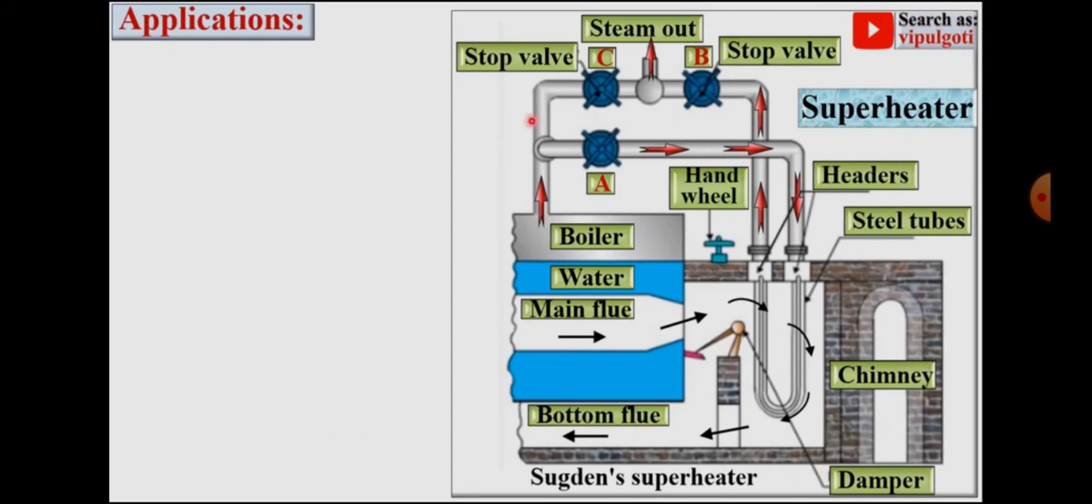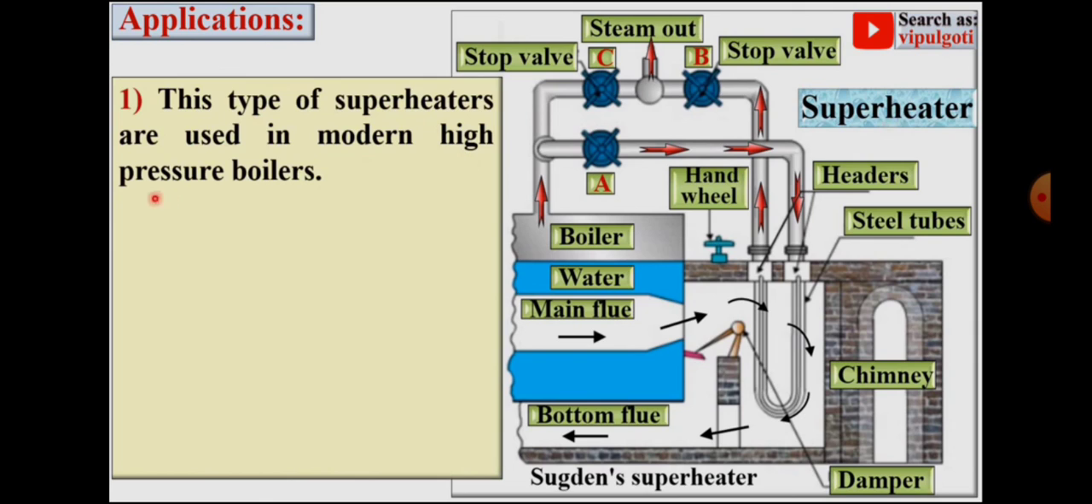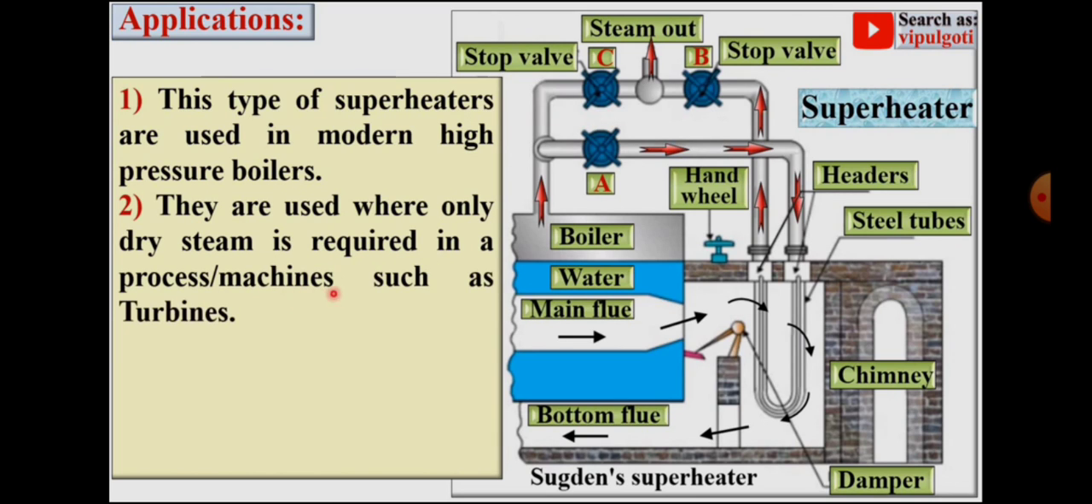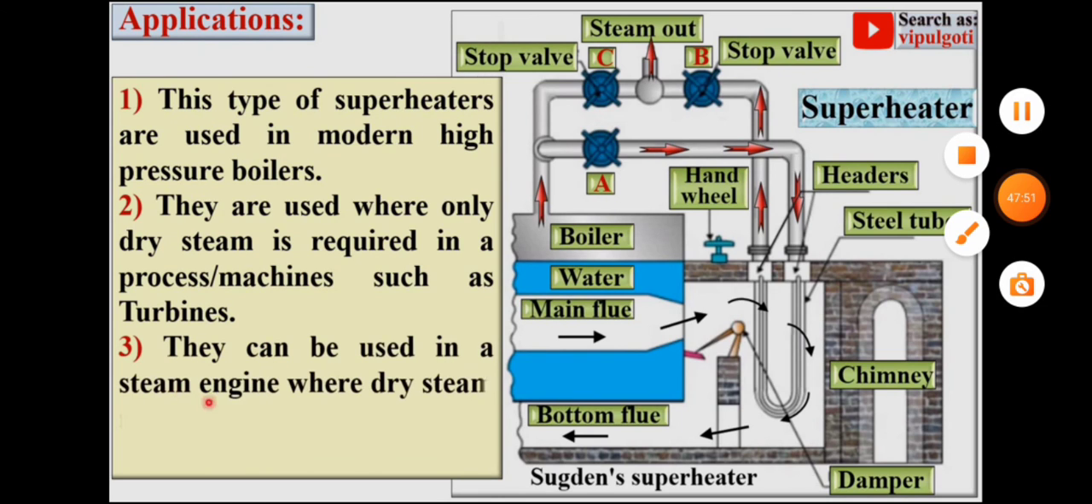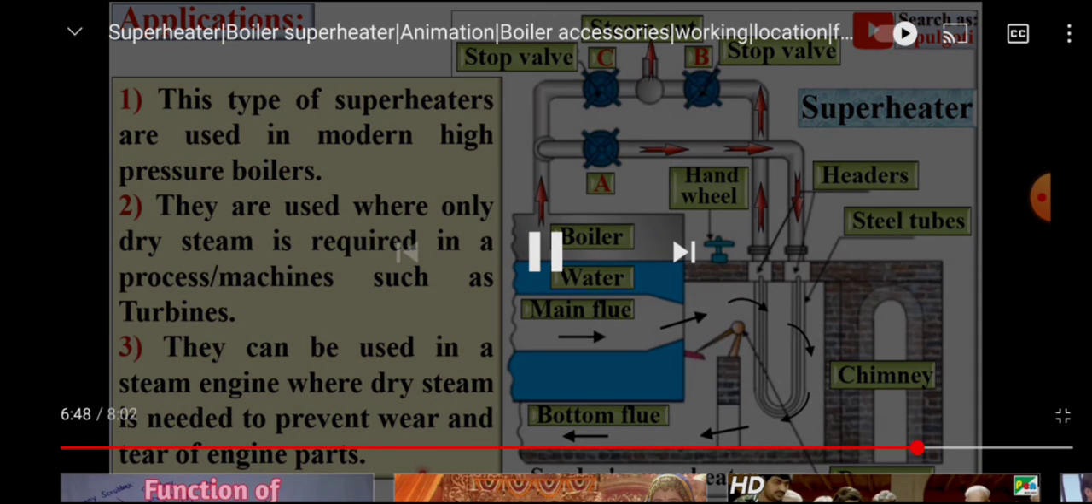Now the application of the superheater. These types of superheaters are used in modern high pressure boilers. They are used where only dry steam is required in a process or machines such as turbines. They can be used in a steam engine where dry steam is needed to prevent wear and tear of engine parts.